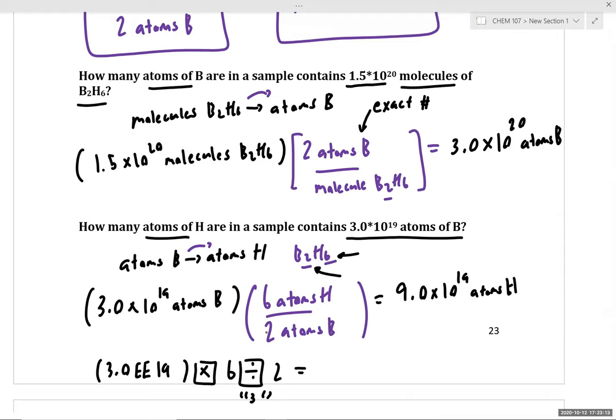Yes. So in general, in these problems, you'll be given the formula of your compound and you'll be asked to use a unit conversion from that formula. So given that we have a sample of B2H6, we're able to convert from the atoms of boron to the atoms of hydrogen using this formula. Okay, got it. Does that make sense? Yes, thank you. Perfect.